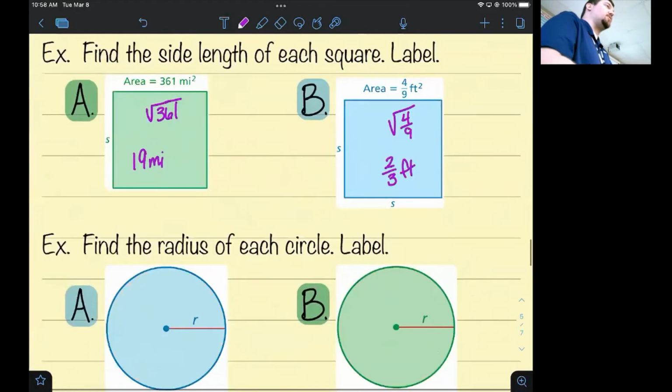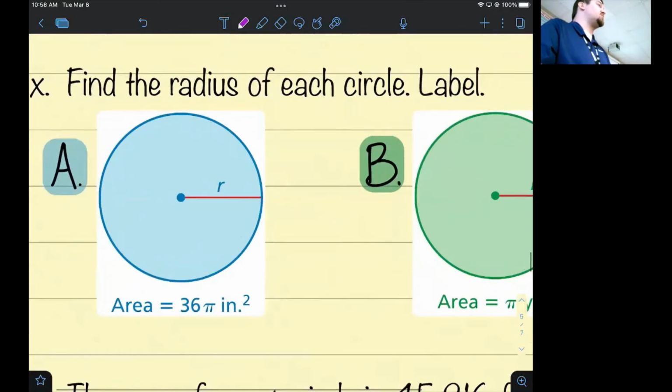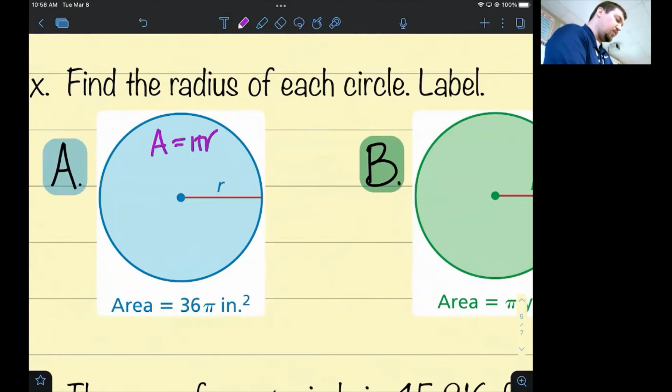All right, let's move to circles. We haven't seen these, but we know that the area formula of a circle has a square in it. So if I told you the area of this circle was 36 pi, remember the area formula for any circle is pi r squared. If they're giving you the pi, so it's in terms of pi, that means 36 is r squared. So if r squared is 36, what's r?